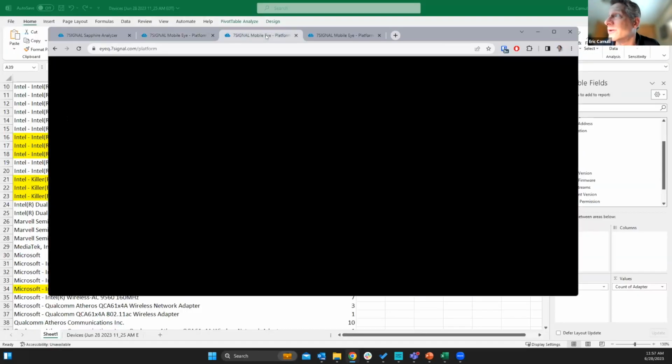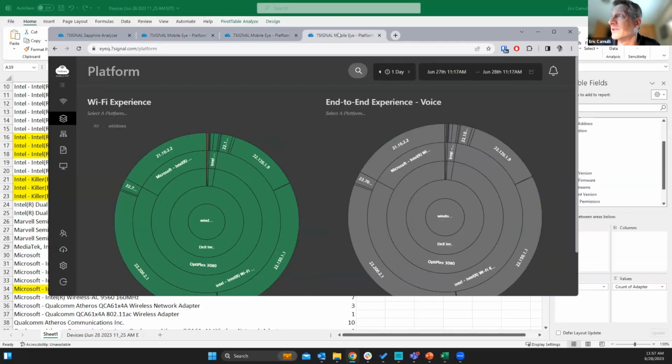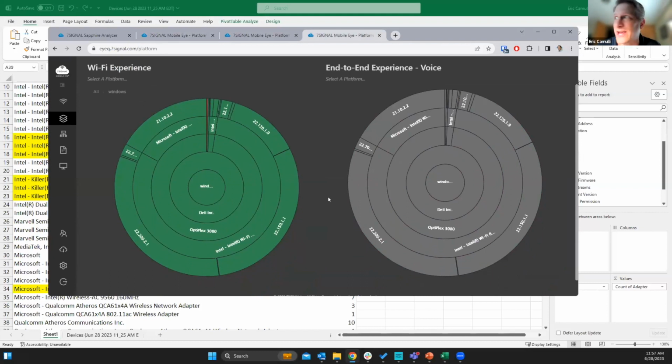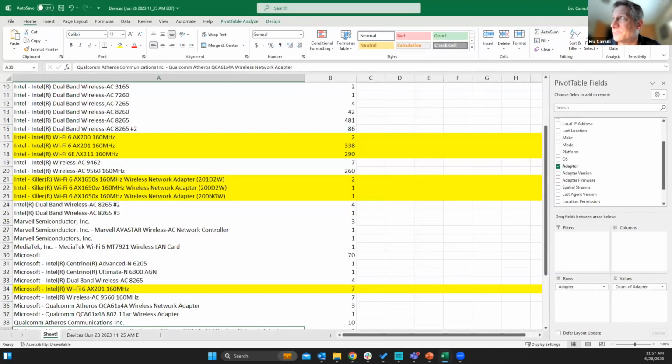Let's look at another one. Let's look at this one. This one, very little variation. When I mouse over this right here, 1,700 devices using the Wi-Fi 6 adapter. Not a lot of variation when you look at the sunburst. Now, what I did is I exported these and I wanted to break it out with a pivot table in order to better illustrate what's going on. So here you have it.